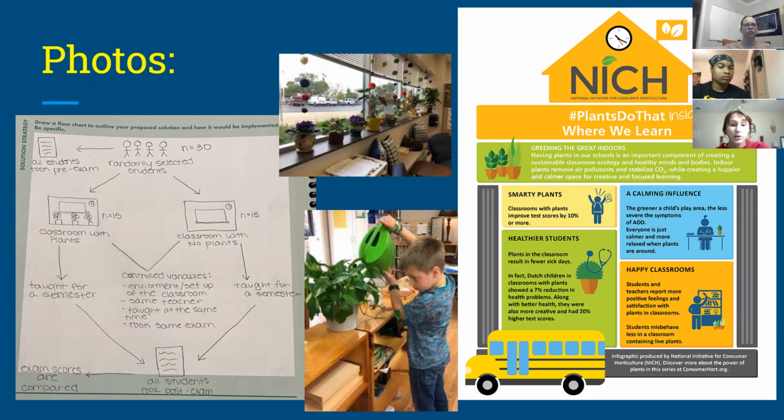In the middle, we have our controlled variables for both classrooms. The one thing we did take out from our action plan was the same teacher. We removed that aspect and we said same gender and that the teachers will teach the same information. And then you can see they teach for a semester. And then at the very end of our flowchart, they all take a post-exam and then we compare the scores.